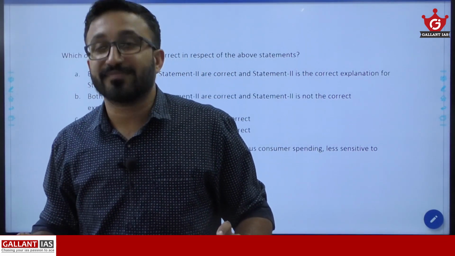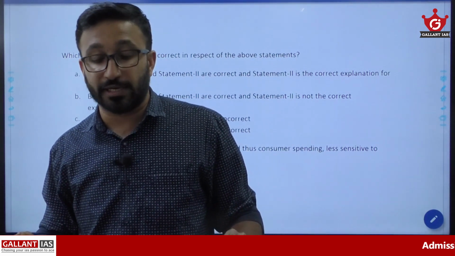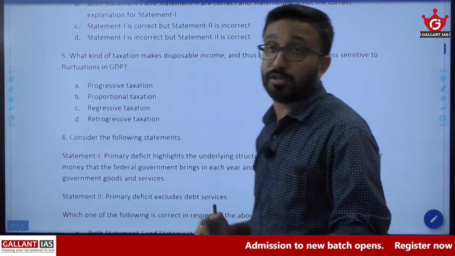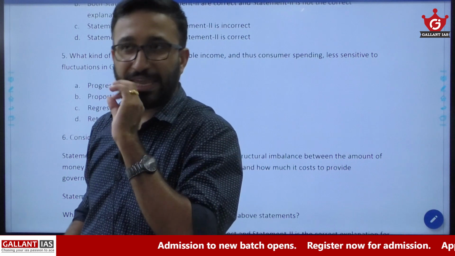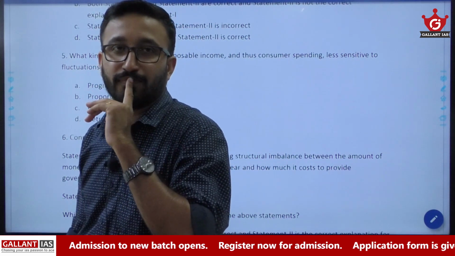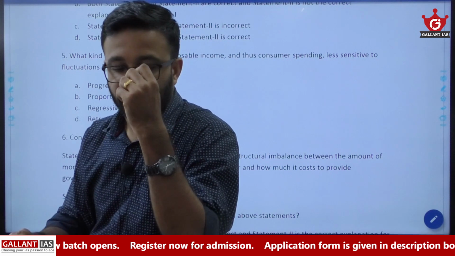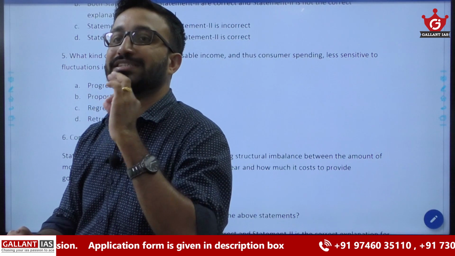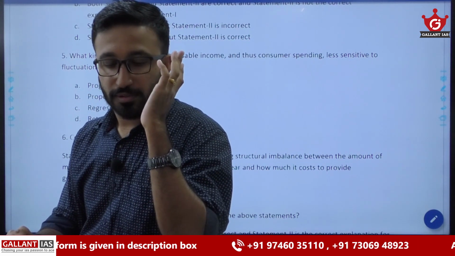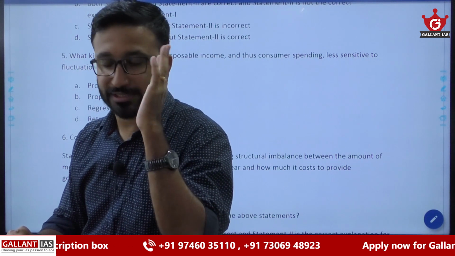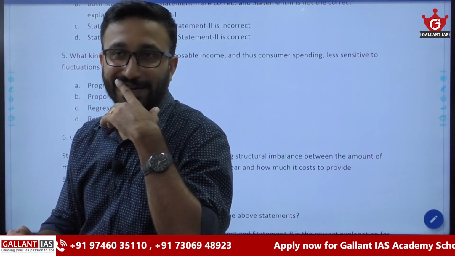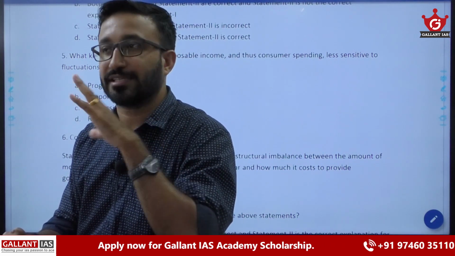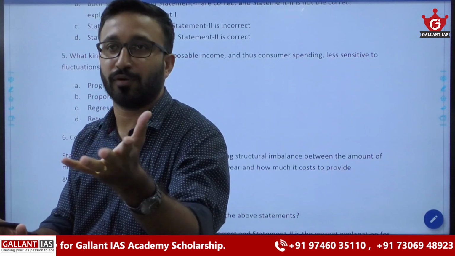Okay, next one. What kind of taxation makes disposable income and thus consumer spending less sensitive to fluctuations in GDP? This is also an NCERT question. Same, pakka same statement. Just decode each part. Taxation makes disposable income less sensitive to fluctuations in GDP. So you have progressive, proportional, regressive, and the last one is a cooked up taxation. There is no such retrogressive taxation. There is a word retrogressive, but not a form of taxation.